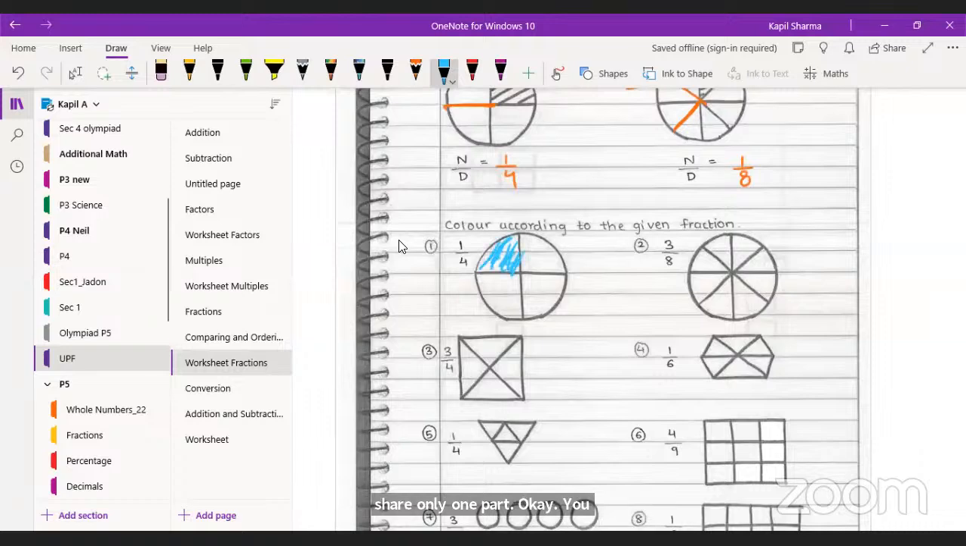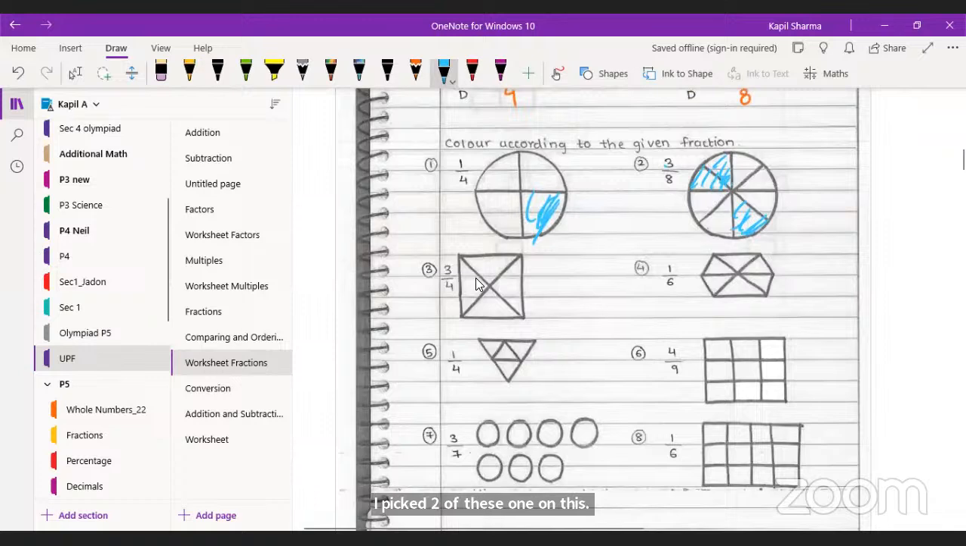You can color any part. Yeah, Parth. Right. You can color this or this. Doesn't matter. In the second one, we need to color 3. Okay. 3 out of 8. So pick any 3. You can pick 2 of these, 1 of this. Third one, we have to color 3. Fourth one, 1.